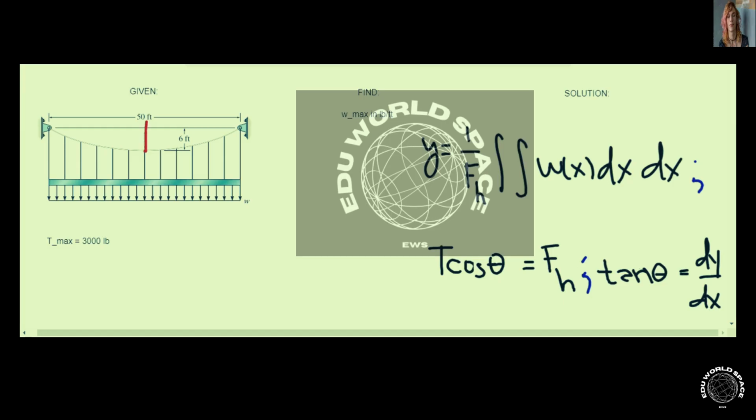Now, before I start solving this problem, I first want to establish the origin of coordinates for the cable, which in this case will be directly at the center or in the middle. The reason I do this is because of symmetry. And you'll also see why I needed to establish these coordinates as we get further into this problem.